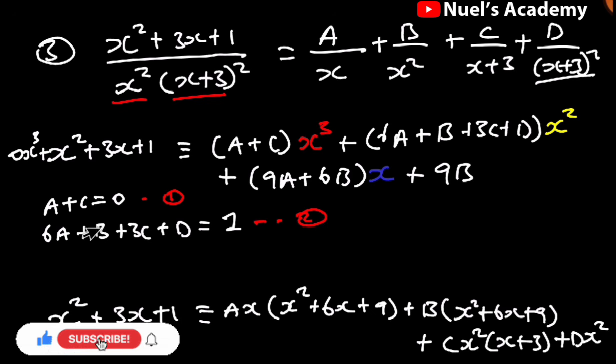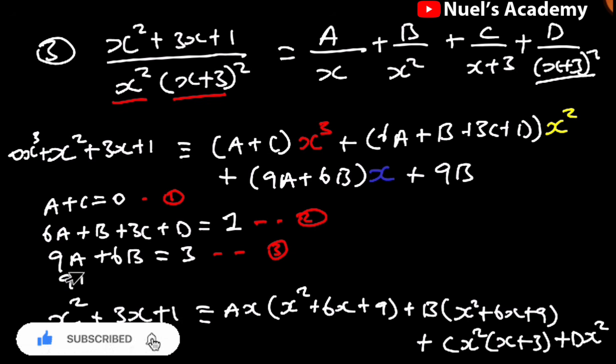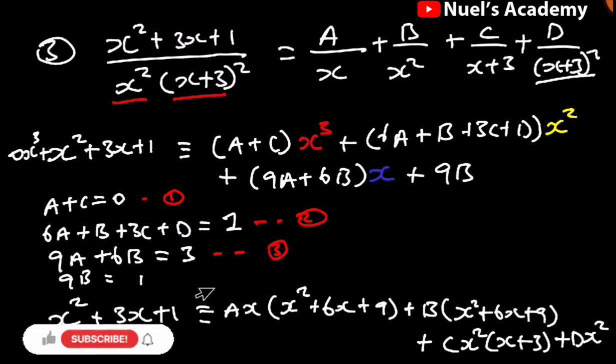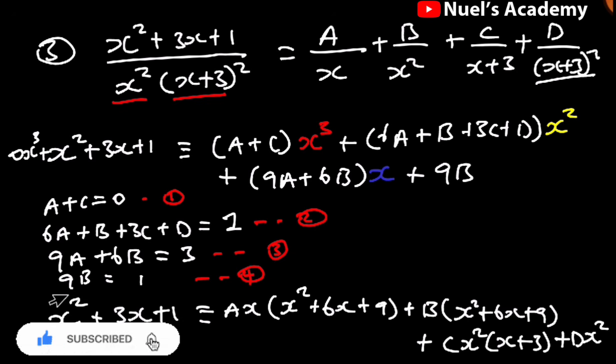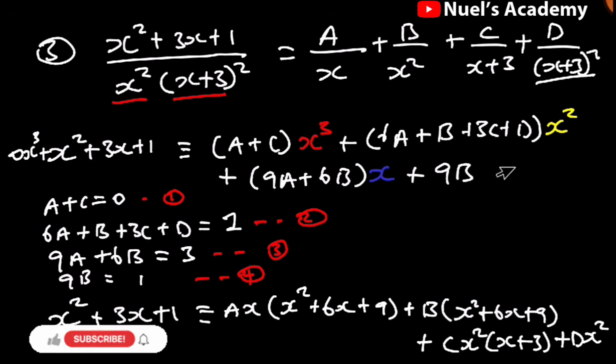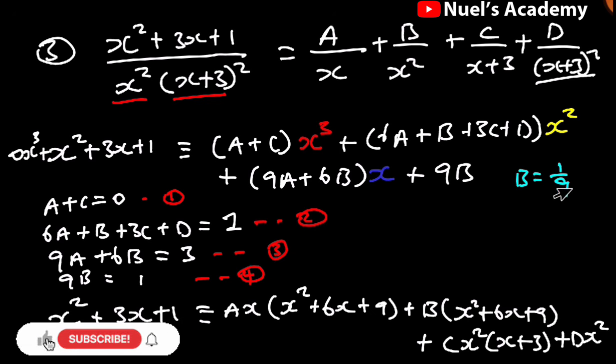Now let's call this equation 2. And then for coefficient of x, we have 9A plus 6B. Then this is equals to 3, which is the coefficient of x here. Then let's call this equation 3. Then lastly, we have 9B, the only constant, is equals to 1 here. Now let this be our equation 4. Now it's very obvious from equation 4, we have that B is equals to 1 over 9. That's if you divide both sides by 9. You have that B is equals to 1 over 9.